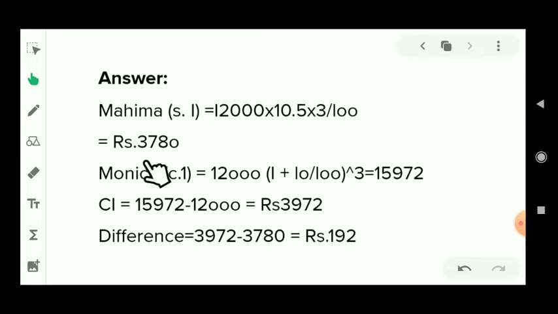3,972 and Mahima's value will be 3,780. So when we subtract them, we can find the difference easily. Its value will be 192. And who paid more interest? You can see clearly Monica paid more interest. So option D will be right for question number 2.